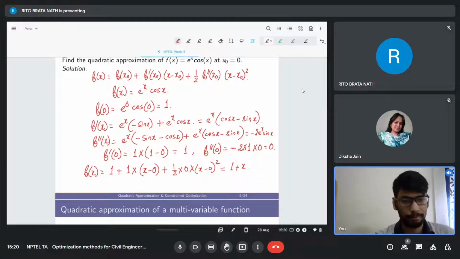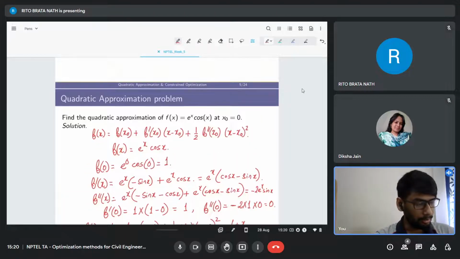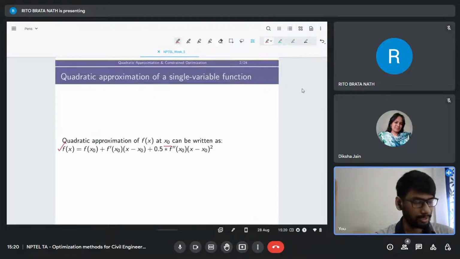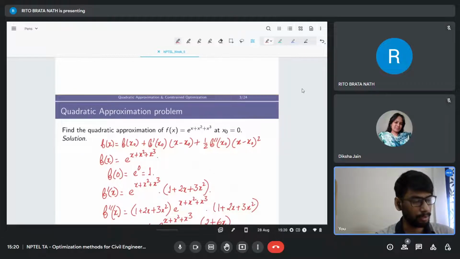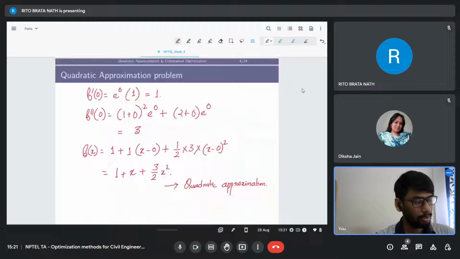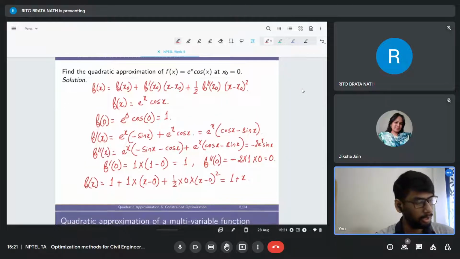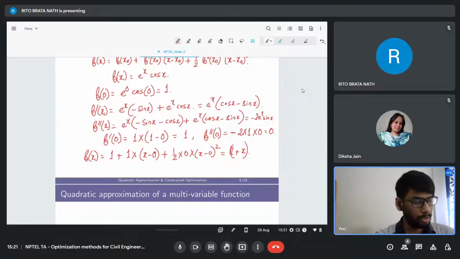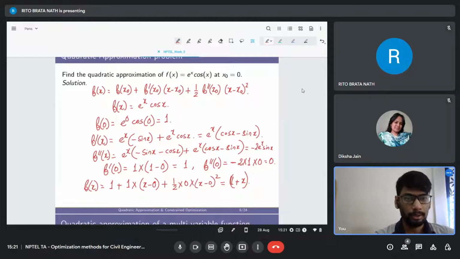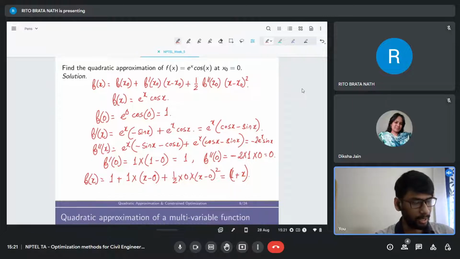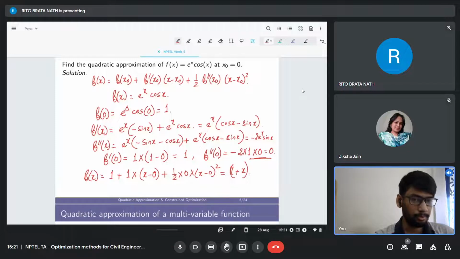So I was discussing the quadratic approximation of a single variable function. I think you have already noticed this formula in the lecture slides, and I took two examples where I had to approximate a function at x not equals to 0. One was an exponential function, and another was an exponential function multiplied with a trigonometric function, e to the power x of cos x. The ultimate result I got as quadratic approximation was a linear function. So if you approximate a function at some point, it might happen that the coefficient of the x squared term at that point becomes zero, and exactly that happened in that case. So you need not worry about whether the quadratic approximation is a linear function in some cases, because it might happen.